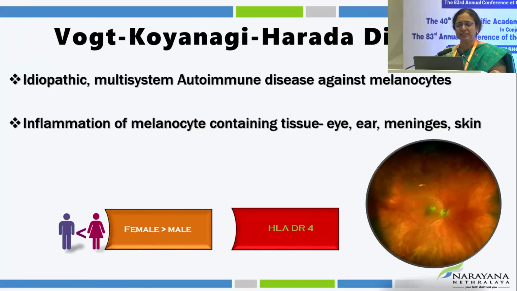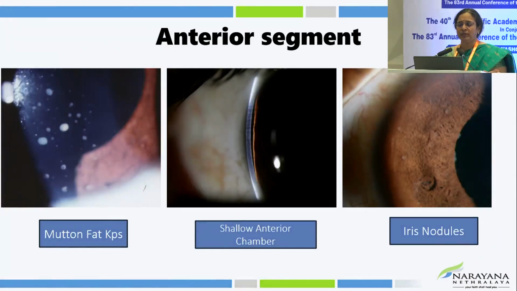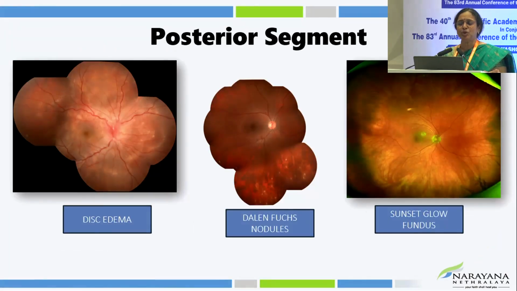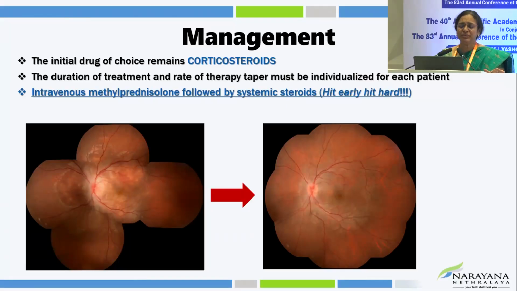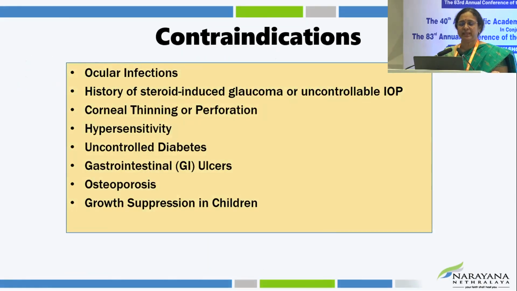Diseases like VKH are multi-system autoimmune diseases. Females are commonly involved. The anterior segment can have mutton fat KPs, a shallow anterior chamber with iris nodules. In the posterior segment, we can have disc edema in acute cases and Dalen-Fuchs nodules in chronic cases with sunset glow fundus. When they present with acute exudative detachment, we treat them with IV methylprednisolone, following which there is resolution of the exudative detachment in these cases.